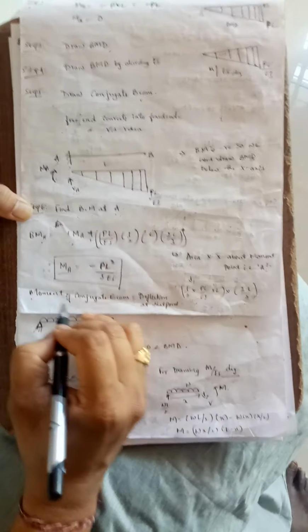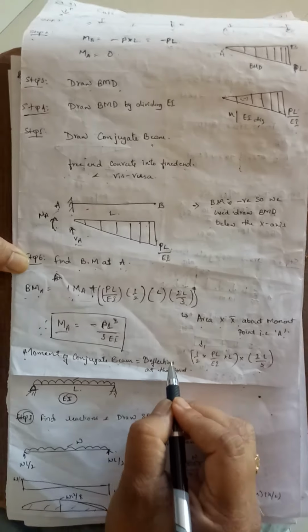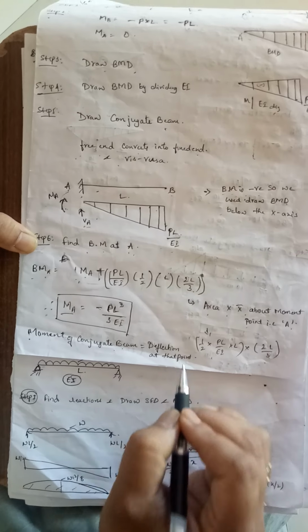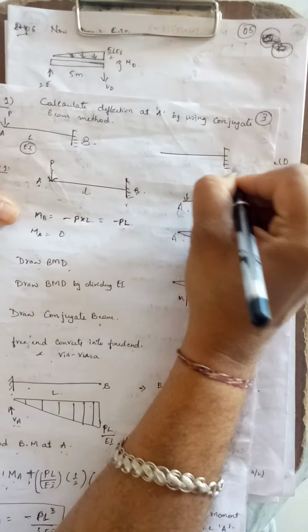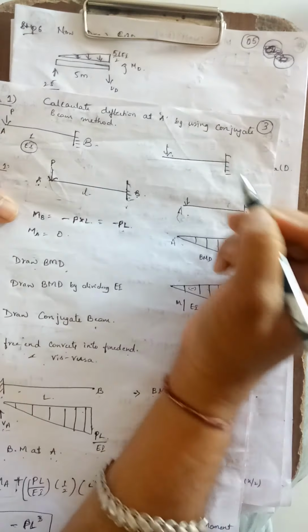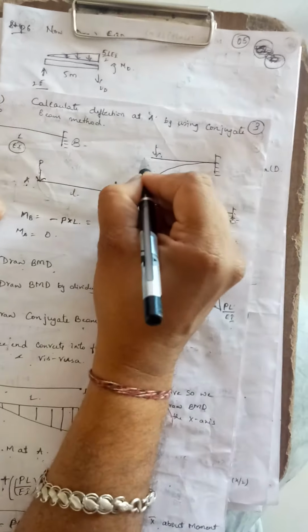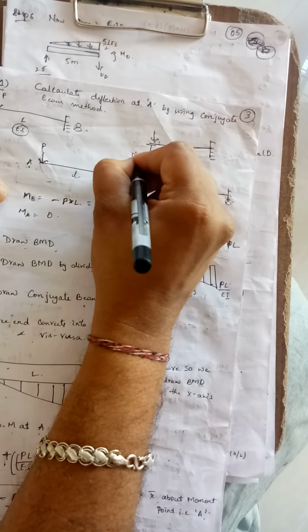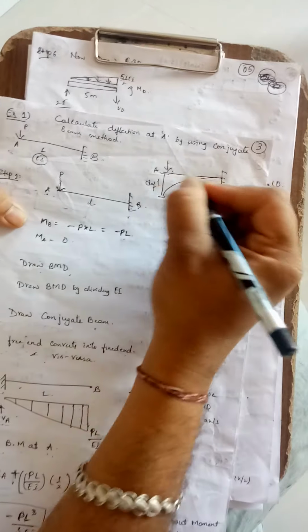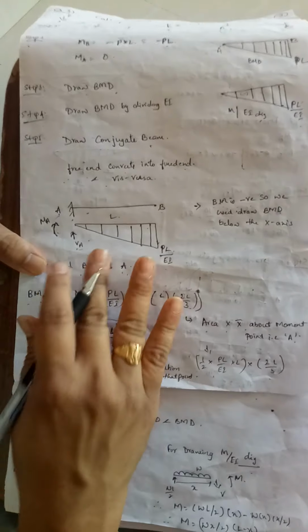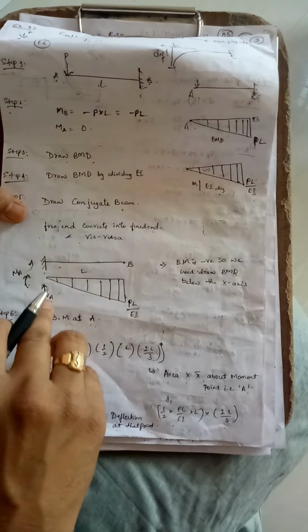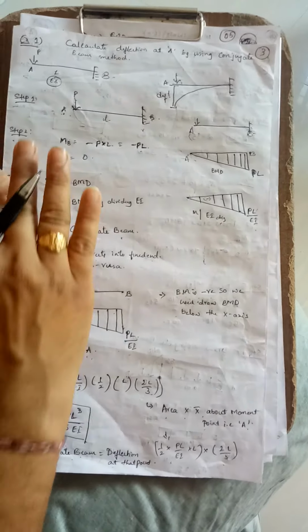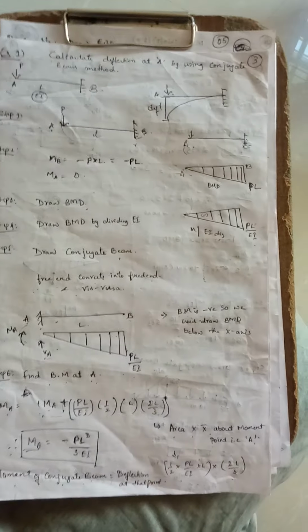So finally, the moment in the conjugate beam is equal to the deflection at that point. If you draw the elastic curve, it will be like this. So this is the deflection, at A. So what did we get here? The moment at A in the conjugate beam equals the deflection at that point. So the deflection and the moment at this point are the same. Okay, thank you. This is the first question. Go through it.